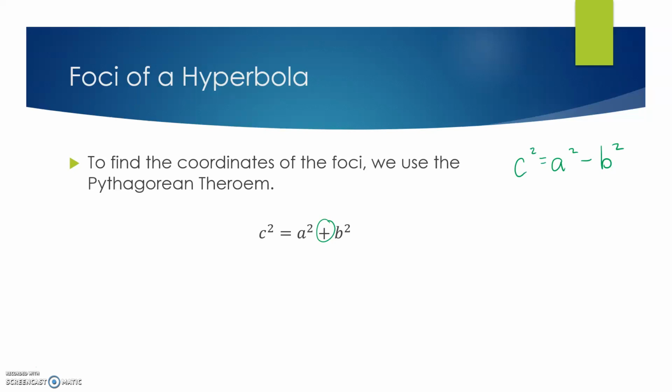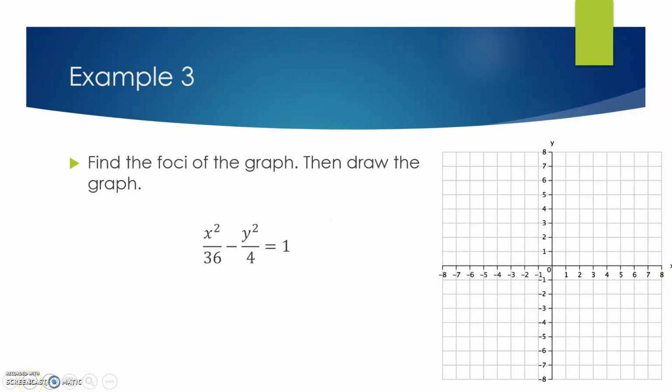We just do c squared, and this time instead of doing a squared minus b squared, we do a squared plus b squared. Find the foci of the graph, then draw the graph. So I know what my a squared is. I know what my b squared is. So I'm just going to do c squared equals 36 plus 4. When I add those together, I get c squared equals 40.